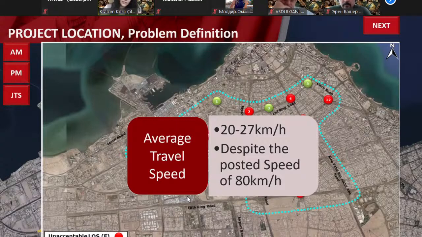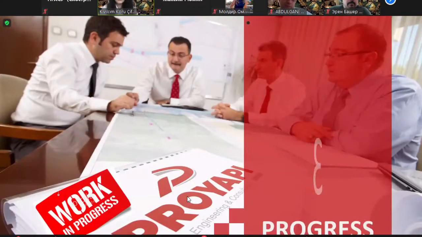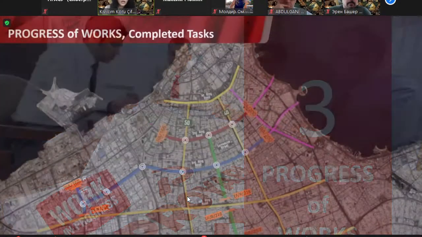Also, this is just the current situation. Considering the future traffic increases over the coming 20 years, it is obvious that urgent action is required for the proper transport network through the city. So this is the point where we have provided our design options. I would like to take you through the progress of works.